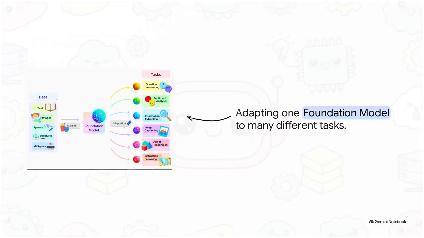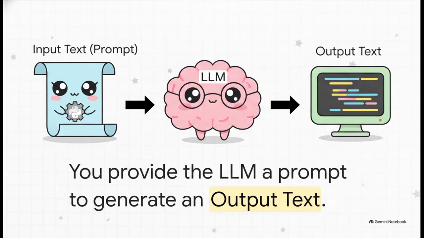And the true superpower of this engineering approach? It's adaptability. Because the foundation model has learned such broad patterns, it doesn't just do one specific thing. It can be adapted to do completely different tasks. So with just a little bit of tweaking, that single core model can be used for question answering, analyzing sentiment, extracting information, or even things like image captioning and object recognition. It's incredibly versatile.